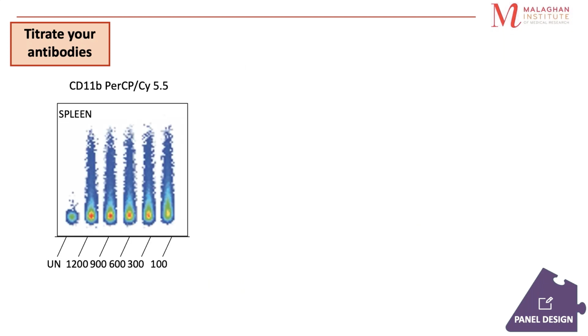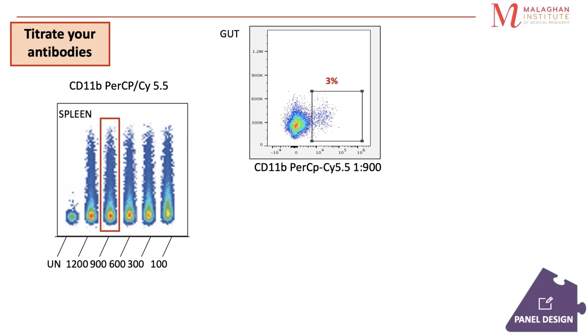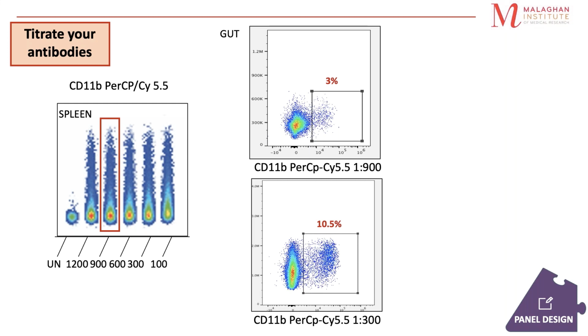I'll show here another example. This is CD11B PerCP-Cy5.5 that was titrated in the spleen, and the 1:900 dilution was the optimal one. But when used in the gut, 1:900 was not enough to separate all positive from negatives. So when testing 1:300 dilution, we confirmed that the dilution used for the spleen couldn't be used for gut samples and that we needed a higher concentration. So if possible, it's recommended to titrate your antibodies in the tissue of interest. If not, special attention should be paid to make sure that we are not missing positive events.